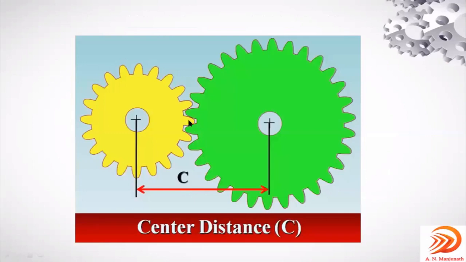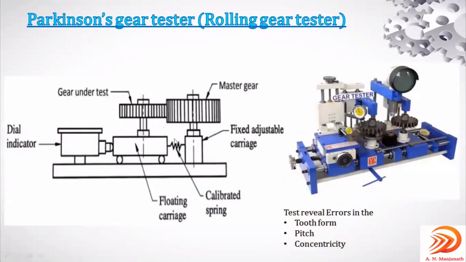If any variation is there, the gear being inspected will be pushed away, right? And that will be indicated on the dial indicator. You can observe here, this is the calibrated spring. This is the one which maintains the meshing pressure between these two gears. So with any variations, it will push. Then there is the plunger. The dial indicator will show the variations for the gear which is being inspected. Right?